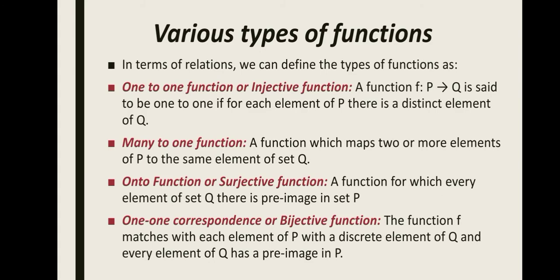Various types of functions. In terms of relations, we can define the types of functions. One-to-one function or injective function: a function f from P to Q is said to be one-to-one if for each element of P there is a distinct element of Q. Many-to-one function: a function which maps two or more elements of P to the same element of set Q. Onto function or surjective function: a function for which every element of set Q has a pre-image in set P. One-one correspondence or bijective function: the function f matches each element of P with a distinct element of Q, and every element of Q has a pre-image in P.